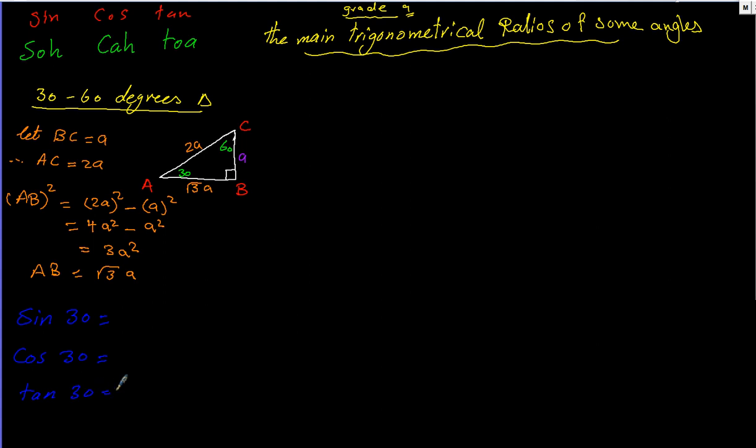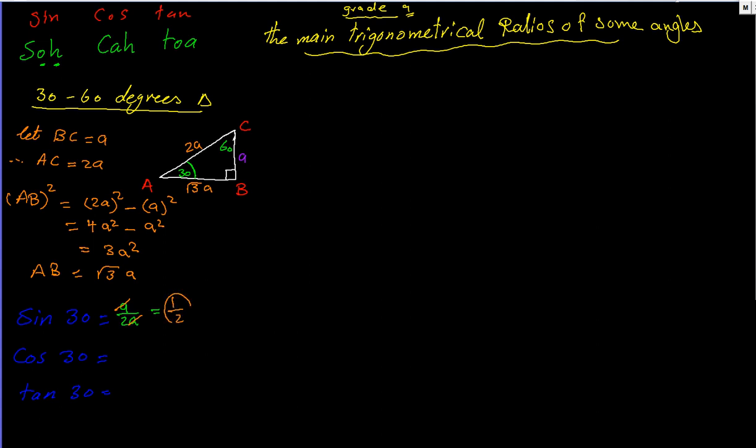Sine 30. We can get sine using opposite over hypotenuse. Sine equals opposite over hypotenuse. Here is 30. The side opposite to 30 is A. Okay, hypotenuse is 2A. Then it's A over 2A. By erasing A with A, the result will be 1 over 2.